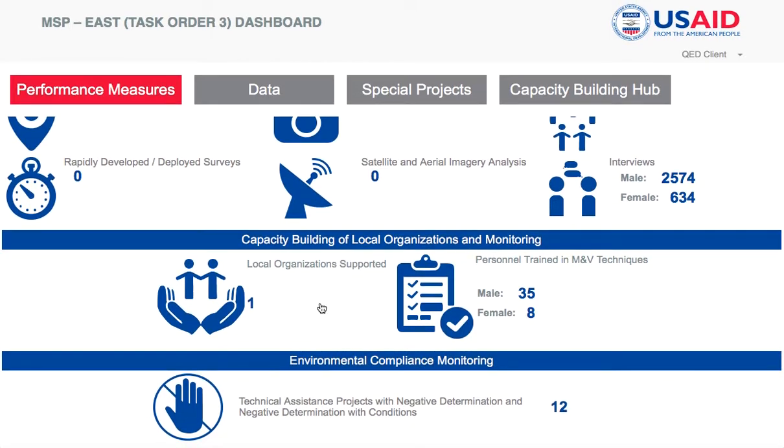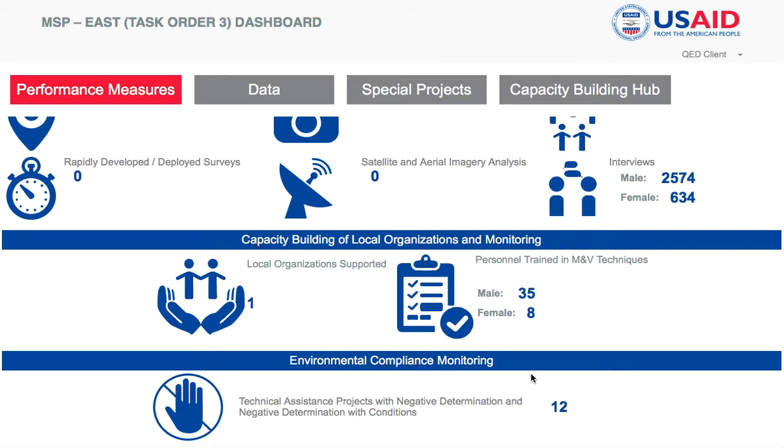In the next section, we have capacity building of local organizations and monitoring. This component of our project was cut early on. That's why we only got to reach one organization to help build their capacity and train personnel in monitoring and verifying techniques. And the last section we see is environmental compliance monitoring.